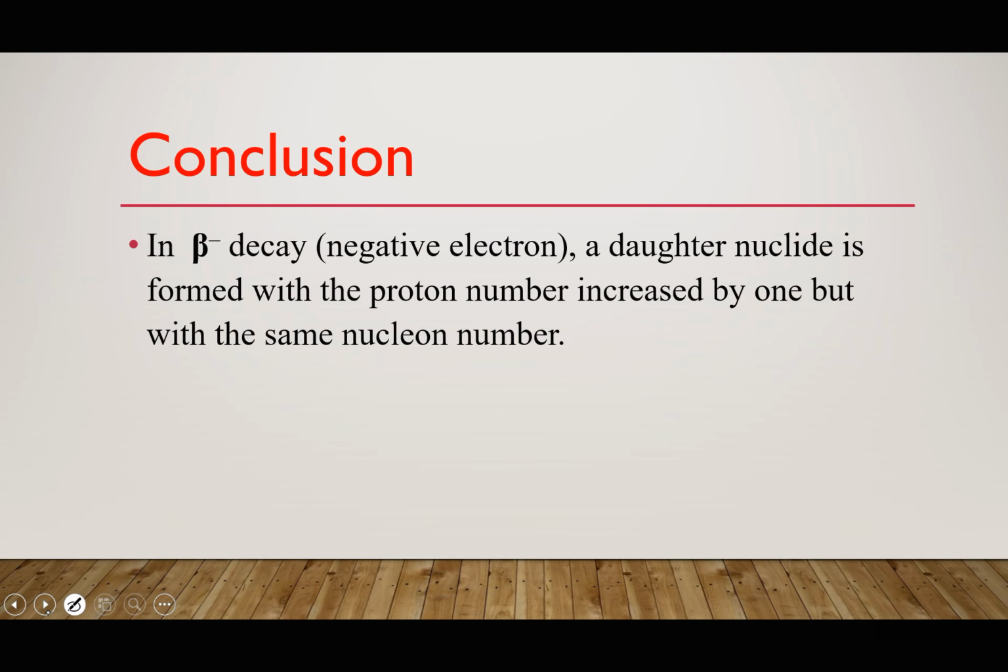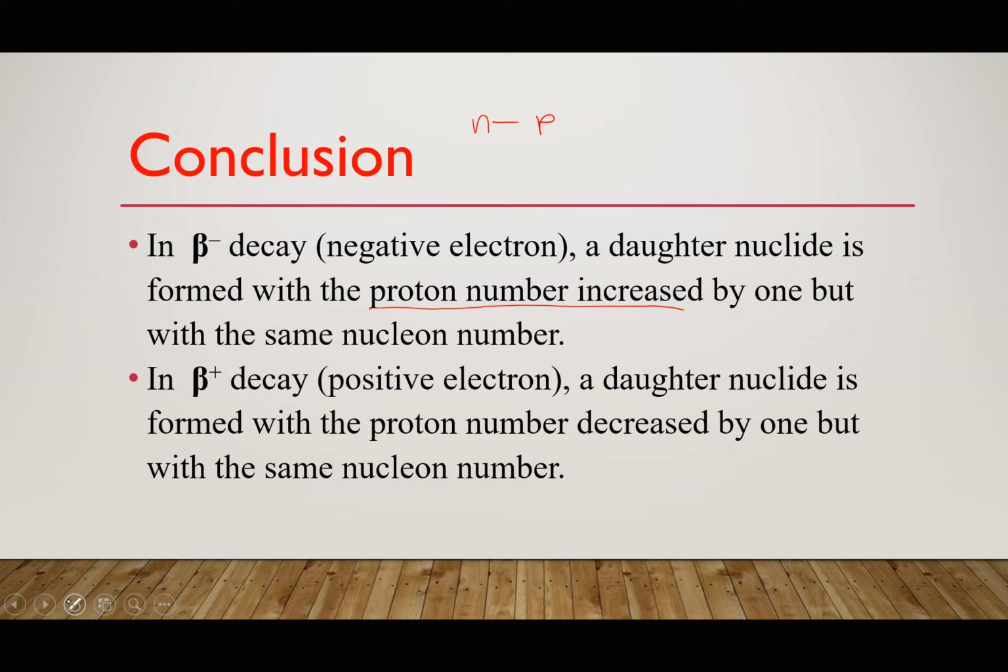in beta minus decay, the negative electron, a daughter nuclide is formed with the proton number increased. So we have seen the proton number is increased because a neutron has changed into a proton, increased by 1, but with the same nucleon number. And in beta plus decay, or positive electron, a daughter nuclide is formed with the proton number decreased. Because remember, it is a proton changing to a neutron. So the proton number is decreased in beta plus decay, but the number of nucleons remains the same. That is beta plus decay.